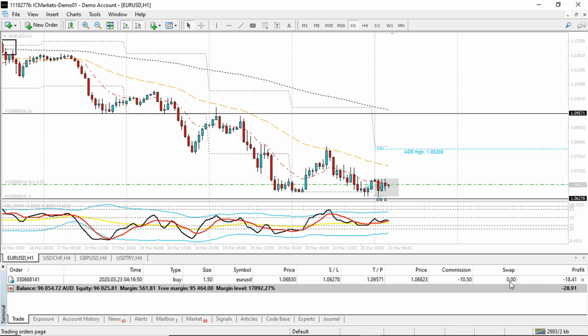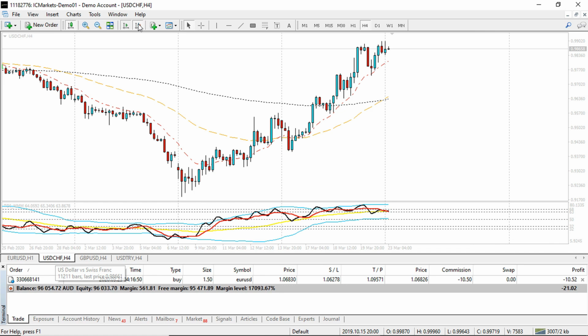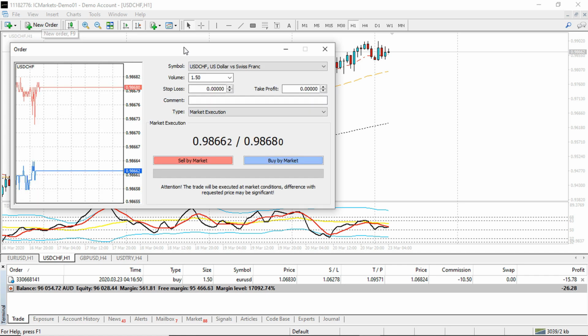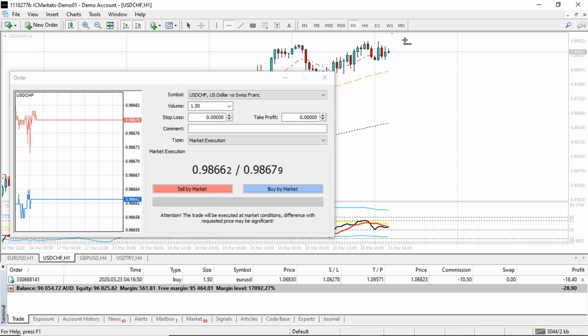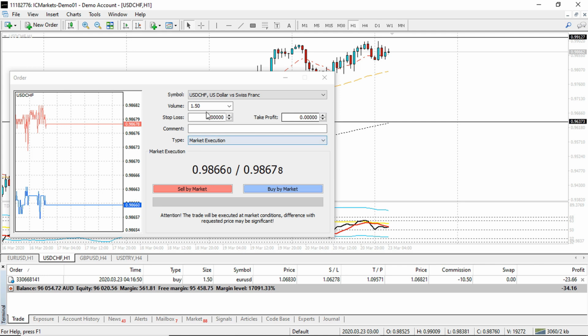So immediately our buy order got filled, and in case you also want to sell, it's exactly the same thing. So let's go on USD/CHF to place a sell and see how it works. Let's place an instant execution sell in this case. Once again we click on new order. So let's assume this level becomes our stop loss and our take profit is at this level.